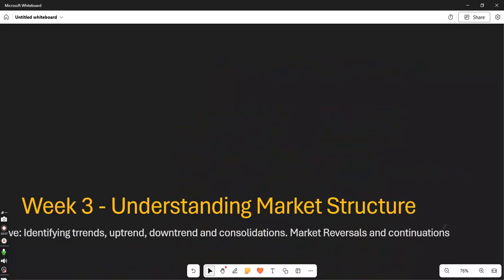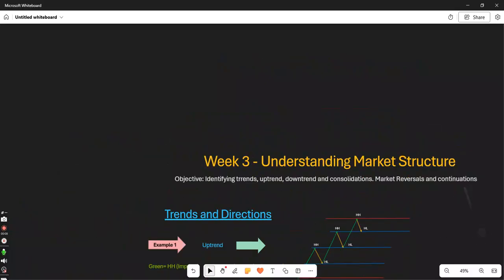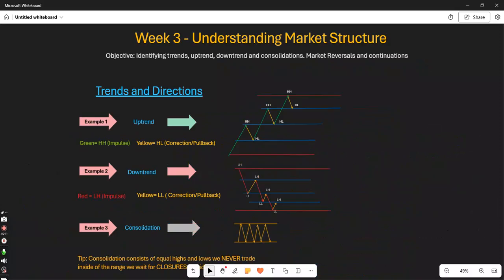To week 3, understanding market structure. The objective of this is to identify trends, uptrend, downtrend, consolidation, market reversals, and continuations. So we're just going to focus on market structure, how to identify it, things of that nature, and then we'll just kind of go from there.